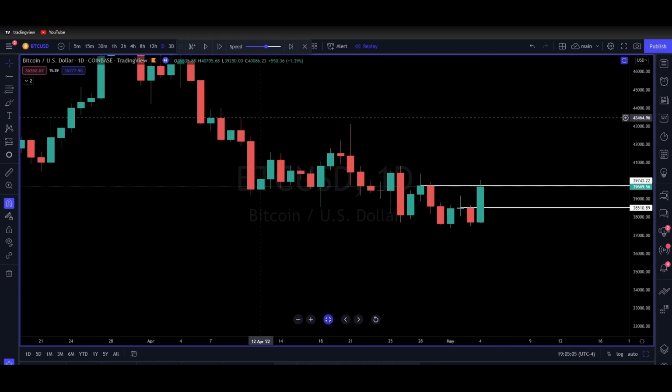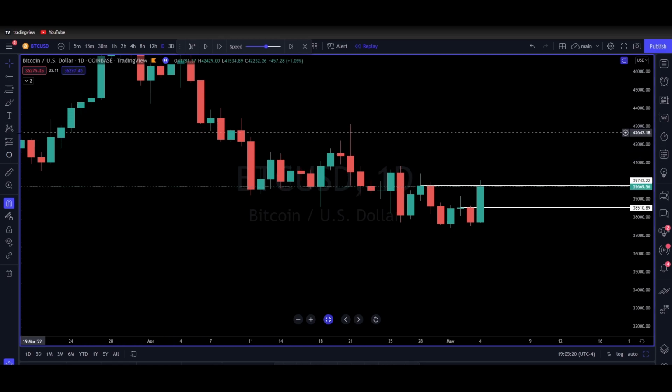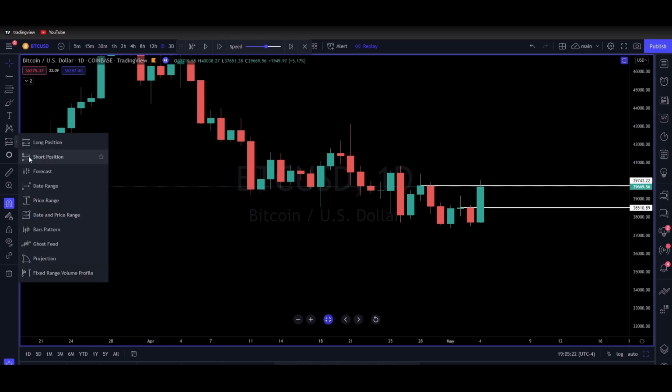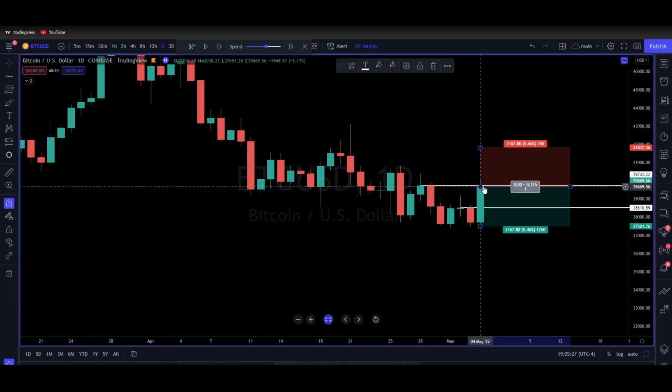Now, everything is working for me as far as trend is concerned. We are in a downtrend, so the short trade makes sense. We are at resistance, so the short trade makes sense. Let's see if the risk to reward makes sense. So pulling up my risk to reward tool over here, we are going to click on short position. And mind you, I took this trade, okay?